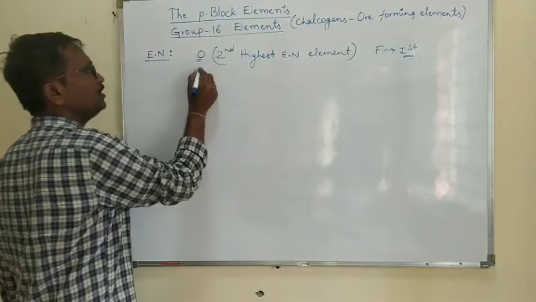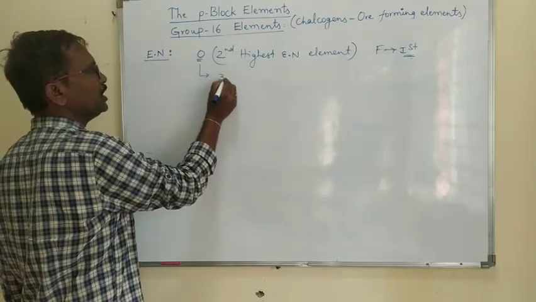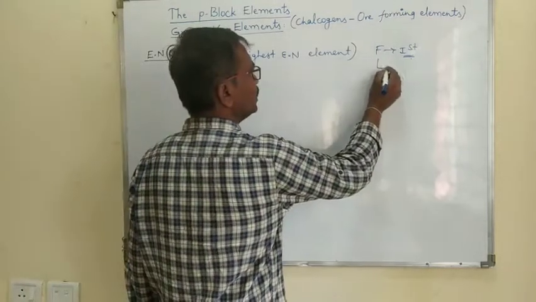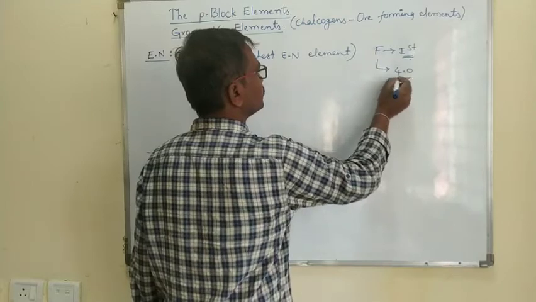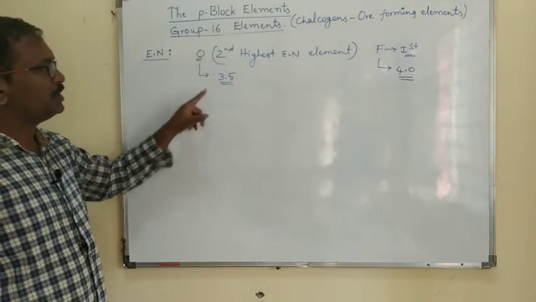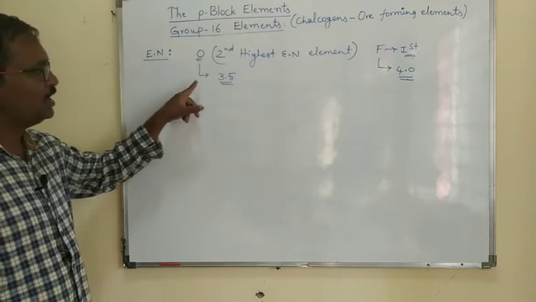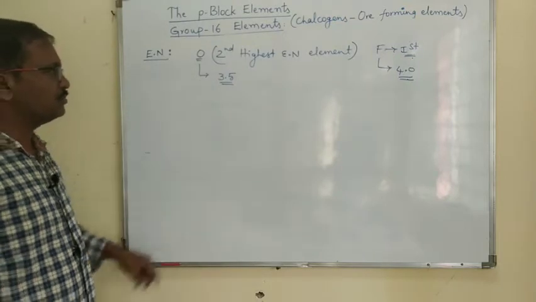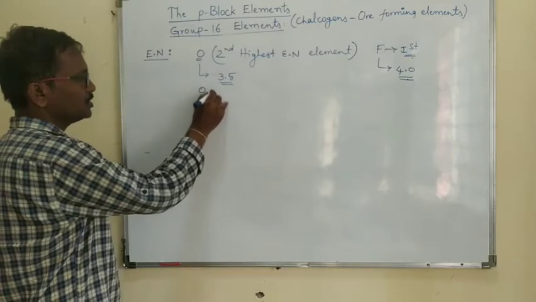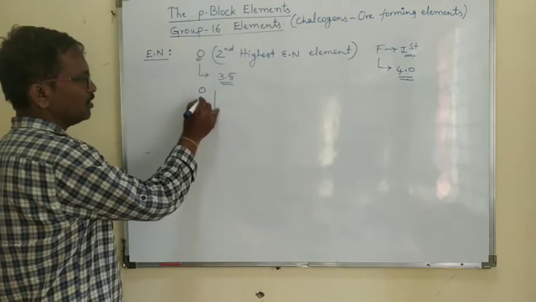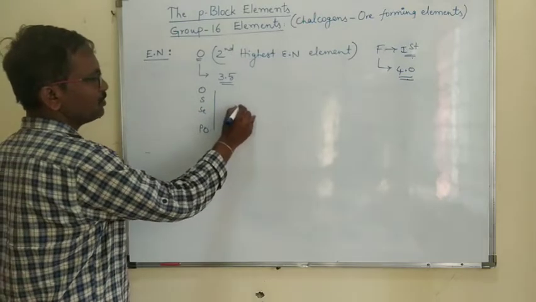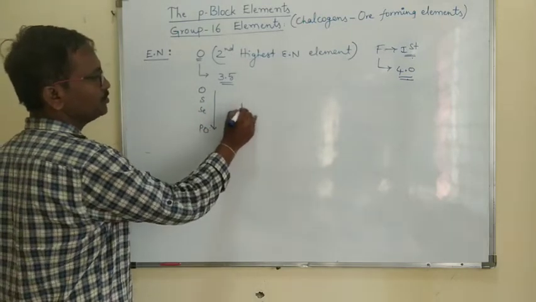What is the value of electronegativity? Oxygen is 3.5. What is the value of electronegativity of fluorine? It is 4. So oxygen is the second highest electronegative element. Electronegativity generally decreases down the group. If you go from oxygen to polonium, that is oxygen, sulfur, selenium, tellurium, polonium, what happens as you go down the group?